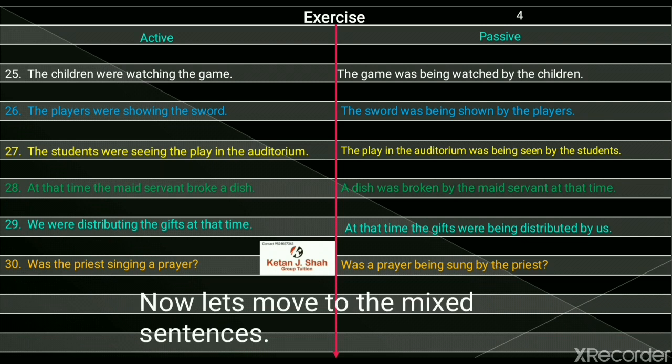Now let's move to the mixed sentences. In mixed sentences, you may have an active sentence or a passive sentence. If it is an active sentence, you have to convert it into passive, and if it is a passive sentence, you have to convert it into active. So, let's get into it.